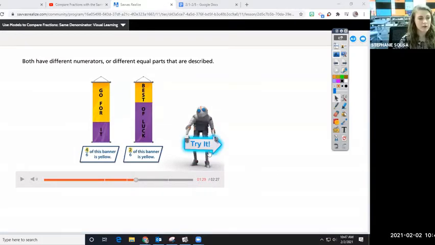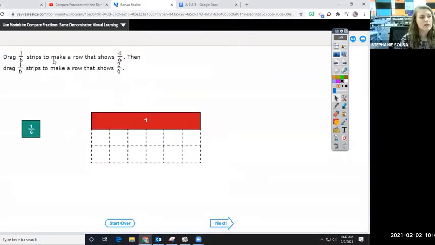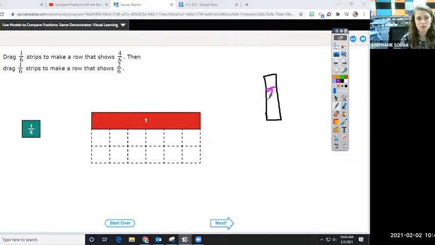All right, we're going to try a warm-up here. Drag 1/6 strips to make a row that shows 4/6, then drag 1/6 strips to show a row that makes 2/6. That picture we just saw was a little bit difficult to understand because it didn't have the division lines. All it showed was this much is purple and this much is yellow, and it expected you to imagine those sections in your mind. That can be difficult for us. So we're going to create a visual representation now.